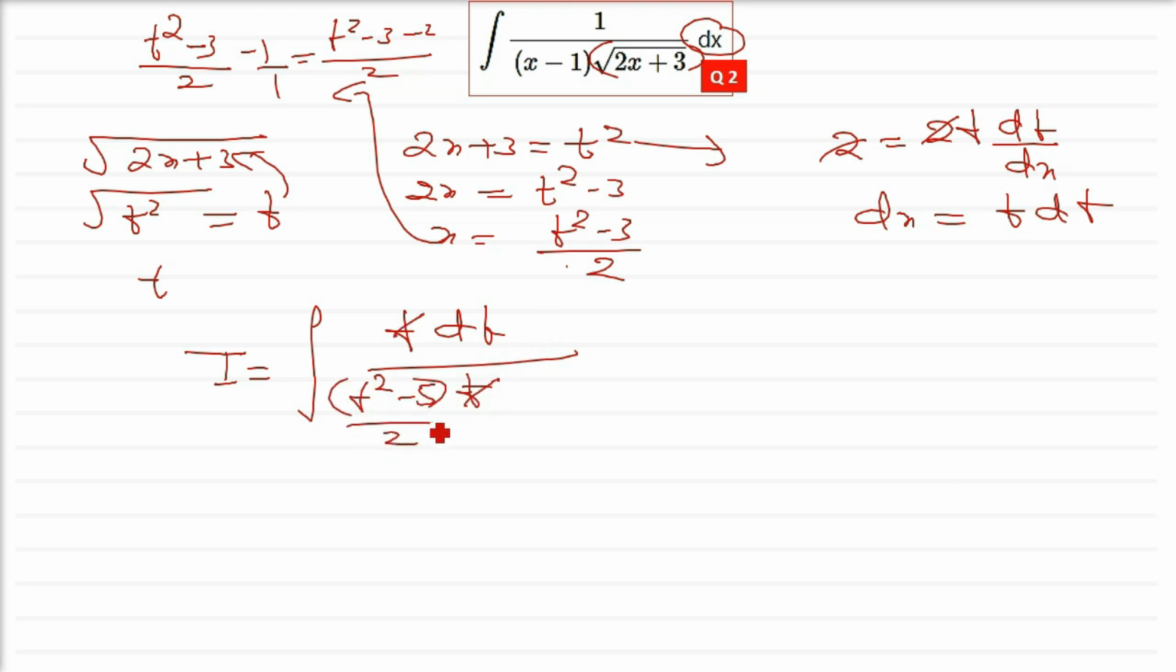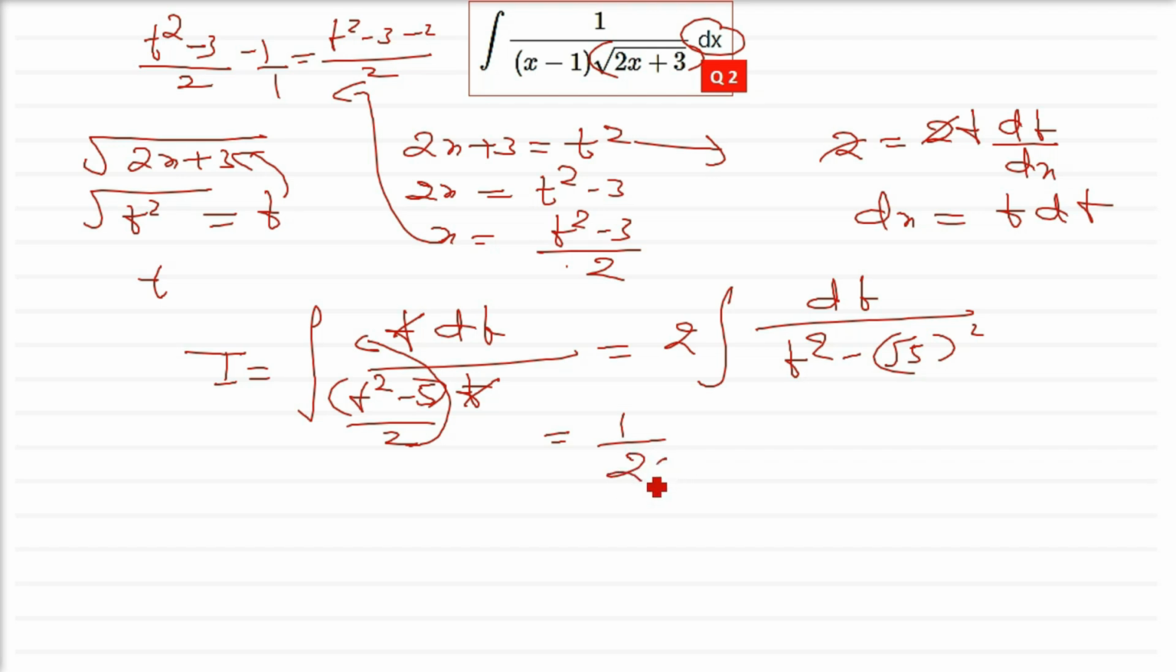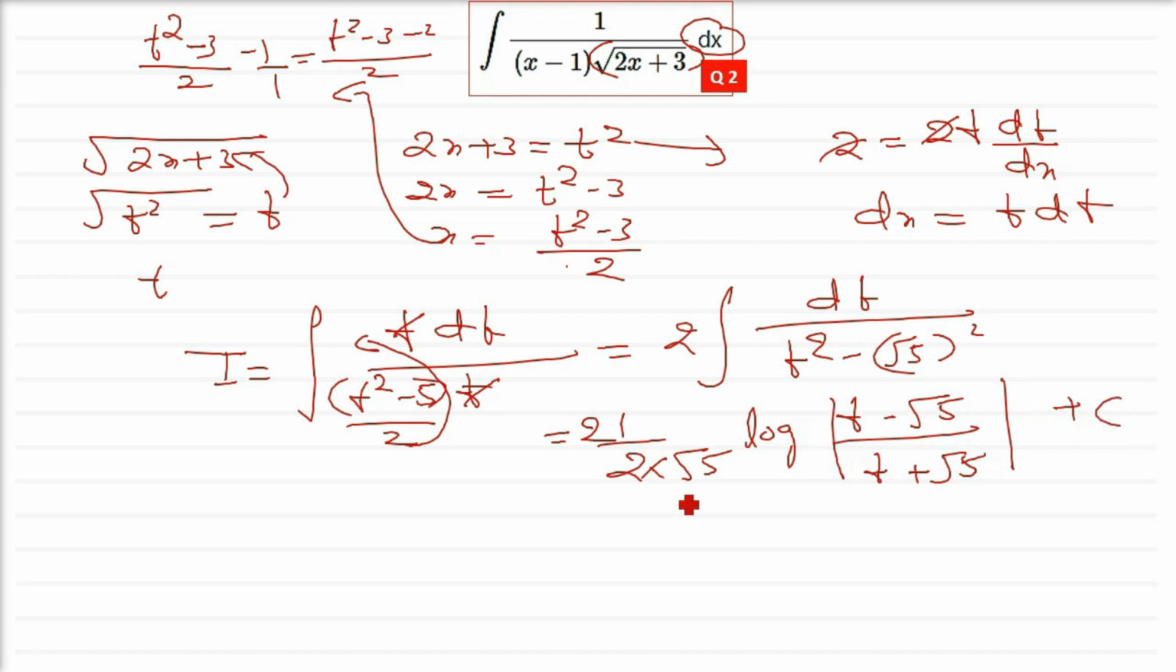2 will go up. t gets cancelled. So we are integrating with the 2 outside. dt divided by t square minus, now let's make it a perfect square, under root 5 whole square. So 1 by 2a, 2 also is there, log of x minus a by x plus a. So t minus root 5 divided by t plus root 5 inside the modulus sign plus a constant of integration. So the final integration will become like this. In place of t, we will put the initial value which we assumed, and it's under root 2x plus 3.